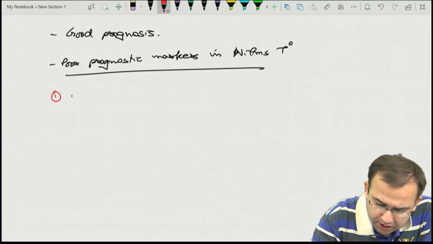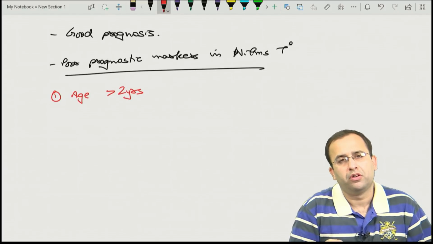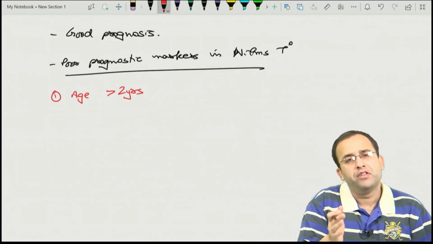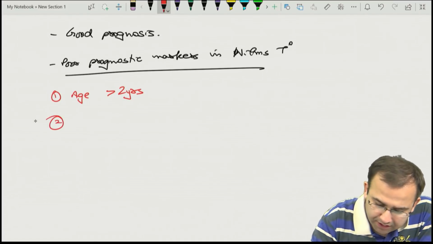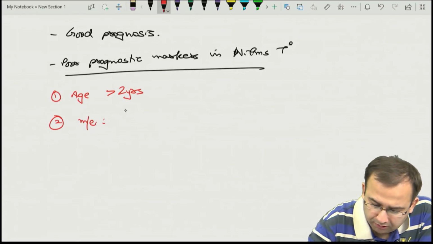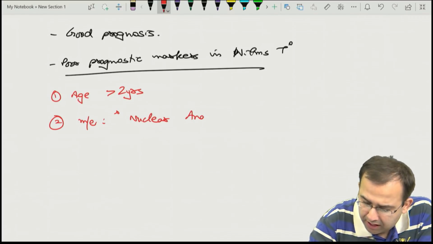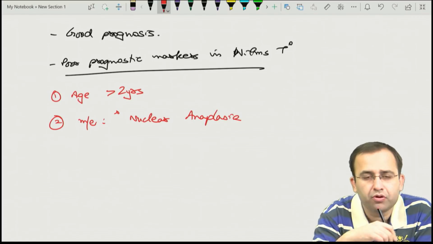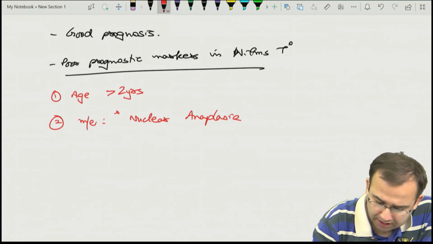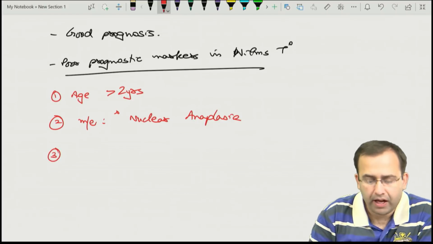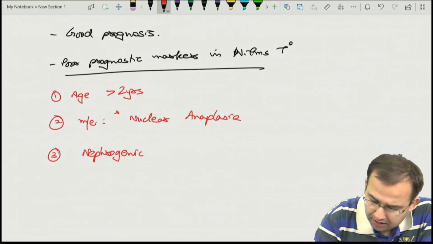Starting with the age of the patient: age more than 2 years is poor prognosis. That is, Wilms tumor detected in children more than 2 years has a poor prognosis. Next point, microscopically, please put a double star on this: presence of nuclear anaplasia. Microscopically, the only poor prognostic marker is nuclear anaplasia.